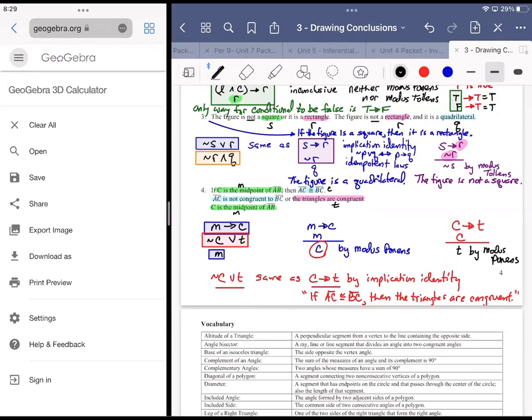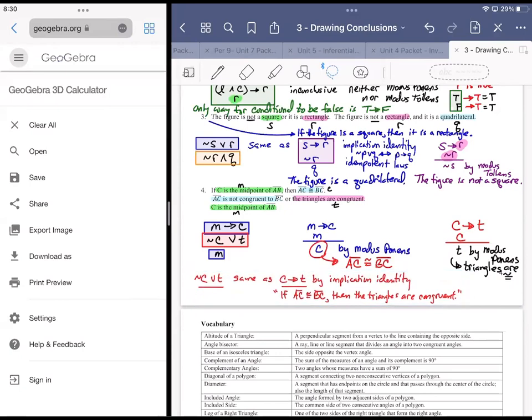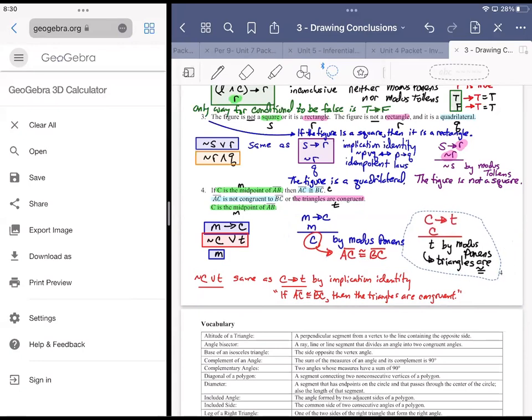I mean, I know that AC is congruent to BC, right? That's what this one means. I also know T is true, the triangles are congruent. All by the logic of the situation. I mean, it's easier said than done. But these two relationships here, the modus ponens occurring twice with a little implication identity along the way, really gets the job done and allows us to draw these two meaningful conclusions.